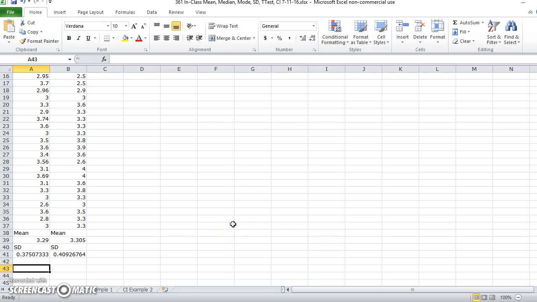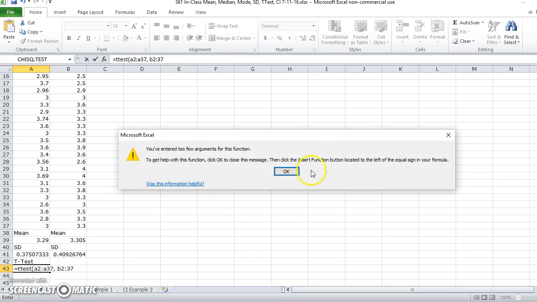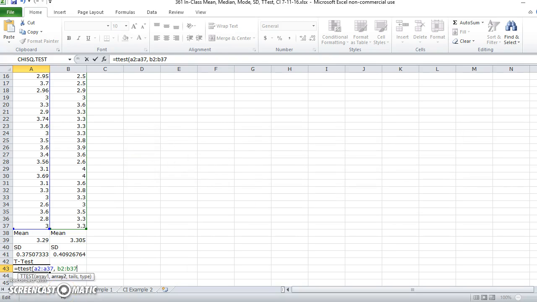So back to this, let's calculate our t-test to actually see whether there is a significant difference. For this, all we do is type equals t-test, and then it asks us for array 1, array 2, tails, and type. Our first array is A2 to A37. That is our first group. Our second group is B2 to B37. What it means when it says array is group or whatever marker that you have here. So array 1 essentially means group 1, array 2 means group 2.